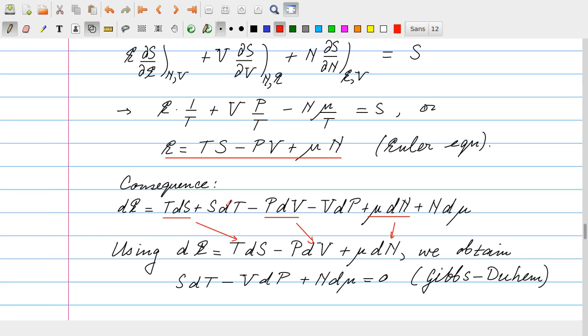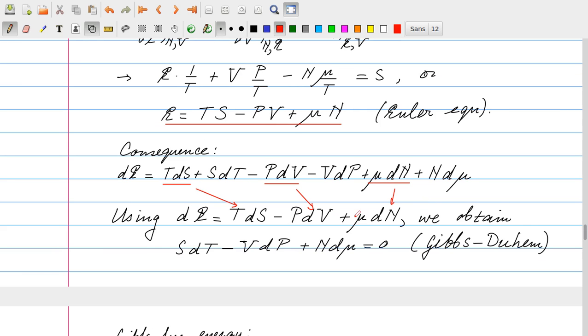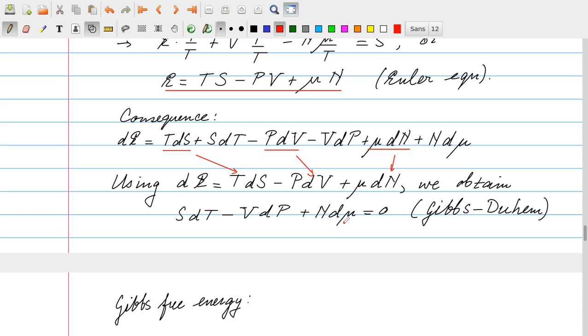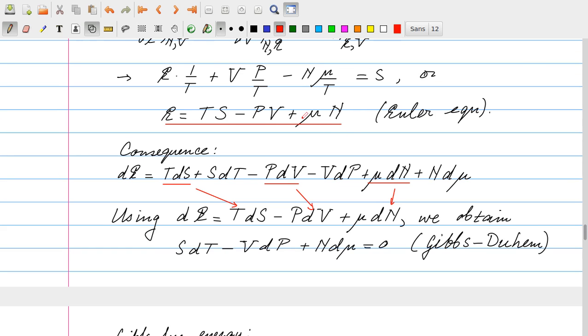So we can say that the remaining terms, SdT minus VdP plus N d mu, should all add up to 0. And that's the famous Gibbs-Duhem equation: SdT minus VdP plus N d mu equals 0. So that's one important consequence of the Euler relation.